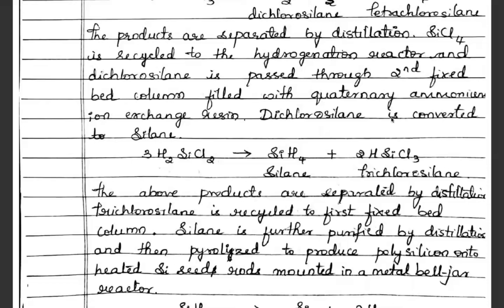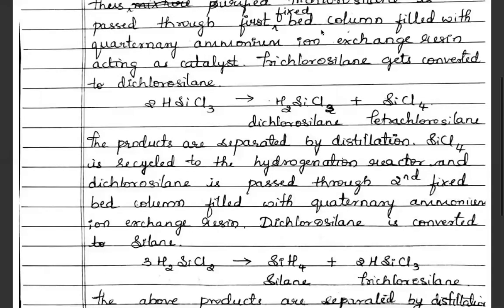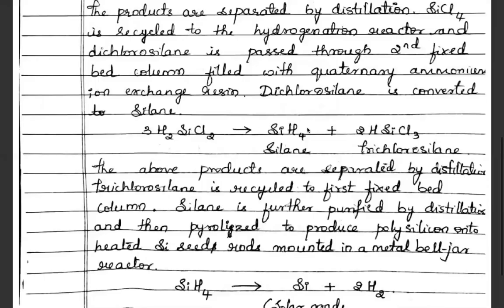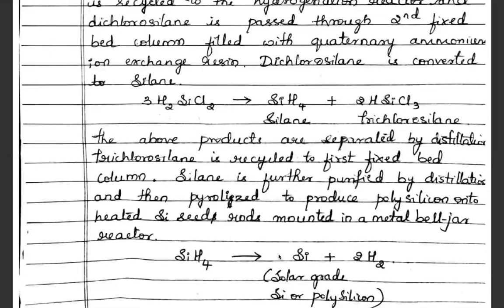So this trichlorosilane will again go for the back process, where in the first bed column it is converted to dichlorosilane, and from dichlorosilane to silane. So this side product goes to the previous steps. Okay, you do remember those steps. So we are interested in the silane now. The silane which is obtained has to be converted into silicon.